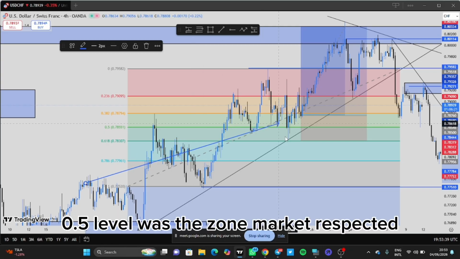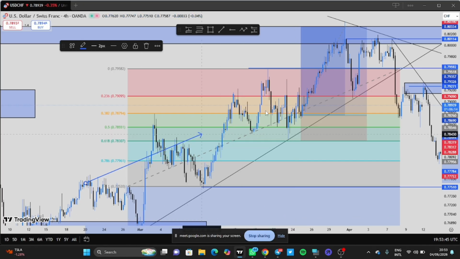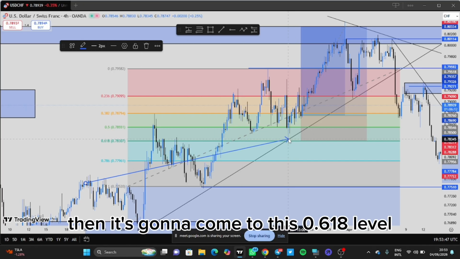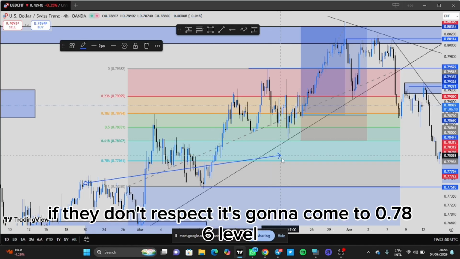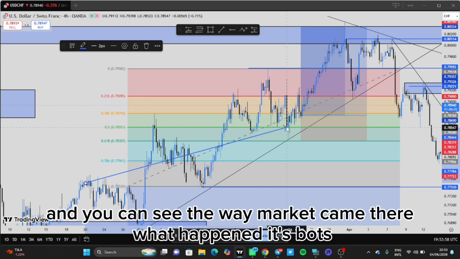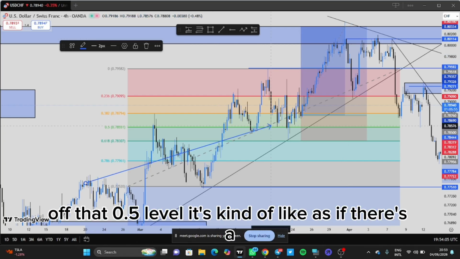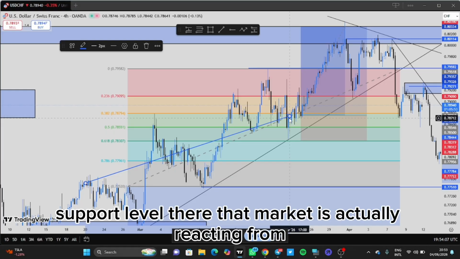The 0.5 level was the zone market respected. You can see, if market wanted to respect the 0.618 level, then it's going to come to this 0.618 level. If they don't respect it, it's going to come to the 0.786 level. But fortunately, the market respected the 0.5 level. And you can see that when market came there, what happened? It bought. And you can see how market rejected off that 0.5 level. It's kind of as if there's a support level there the market is actually reacting from, right?